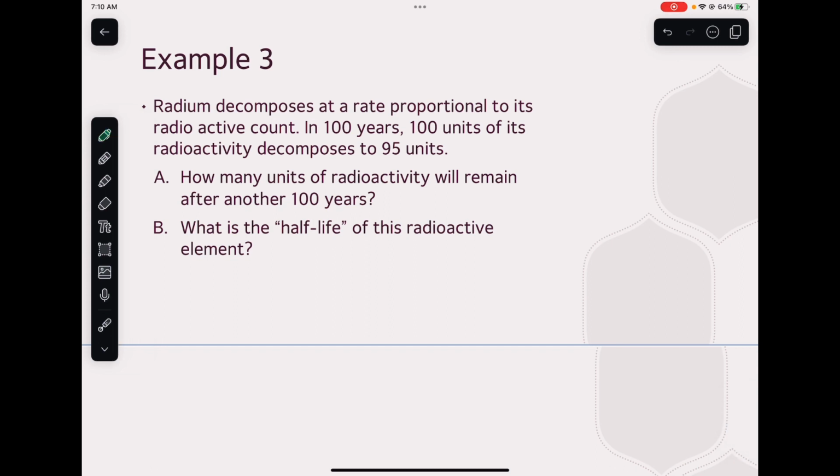Radium decomposes at a rate proportional to its radioactive count. So I'm going to let R be the radioactive count of radium. And it decomposes, so this is a decay problem. In 100 years, 100 units of its radioactivity decomposes to 95 units.